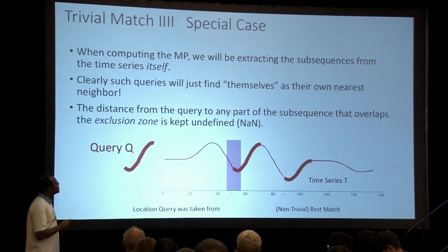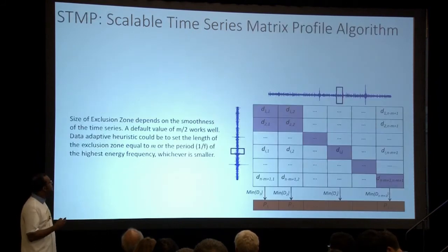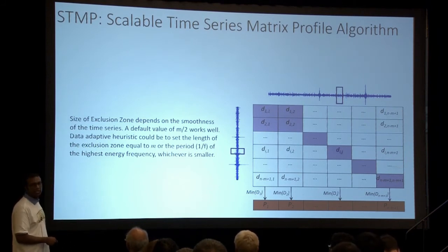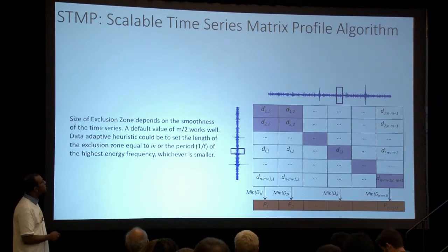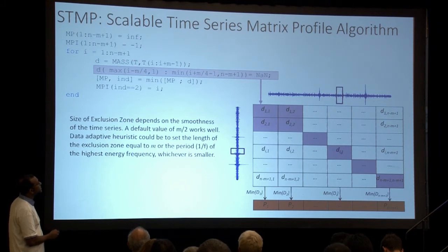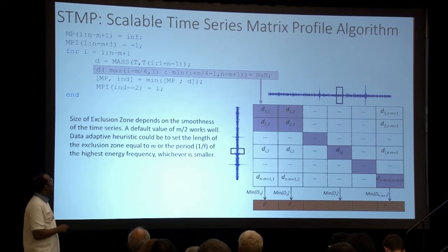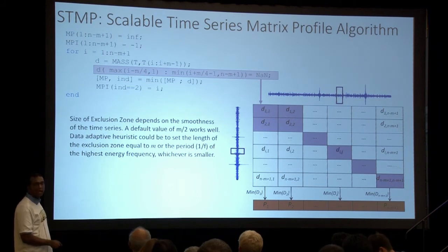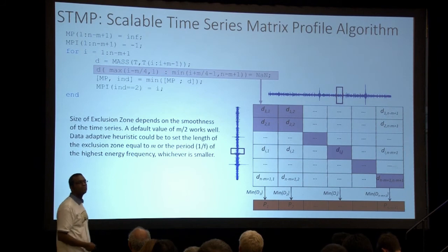And so what should be the size of the exclusion zone? Let me explain the impact. In the matrix, what does it mean? It means that in the diagonal, you exclude some values that are within this zone. And in the code, it means that around the diagonal from minus m over 4 to m over 4, you explicitly insert not a number. And if you do that, then basically you are saying that even if there are very small numbers here and here and here, they will not end up in this matrix profile because you explicitly made them not a number.